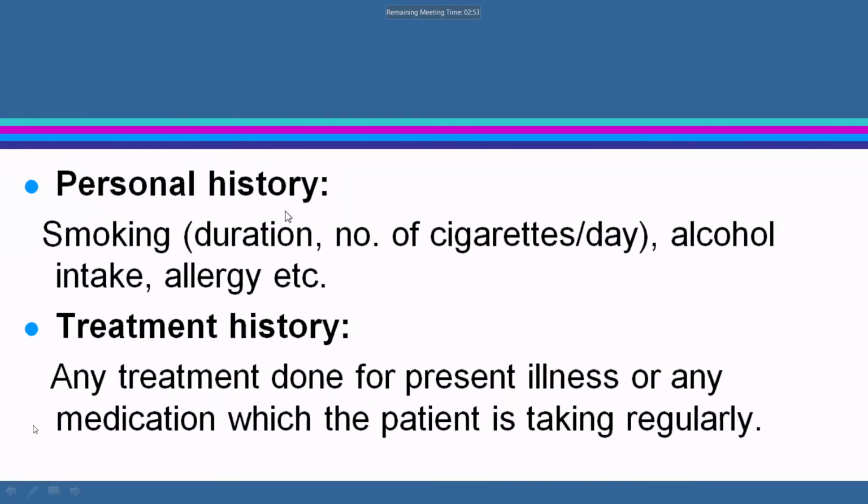In personal history, you have to ask about smoking, duration of smoking, number of cigarettes per day, and alcohol intake, how much alcohol she is taking, and history of allergy to anything or any drugs. Okay, treatment history, any treatment done for present illness or any medication which the patient is taking regularly, because that is important for our treatment.